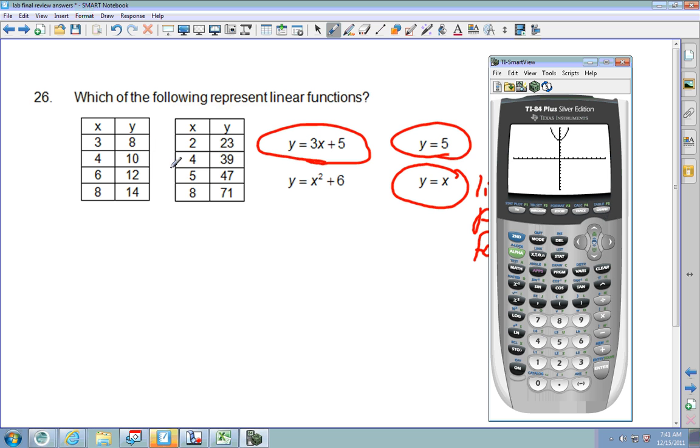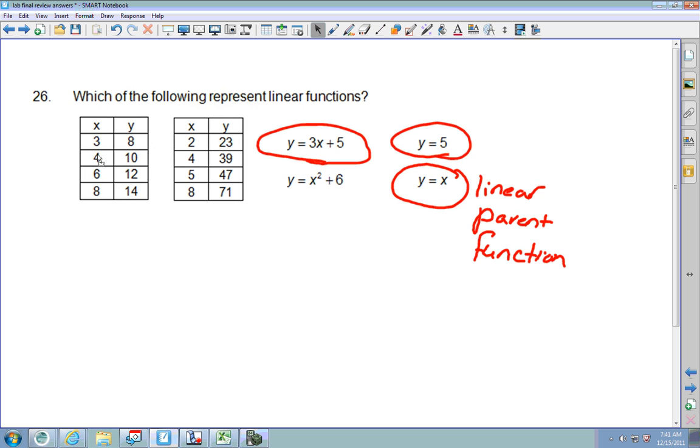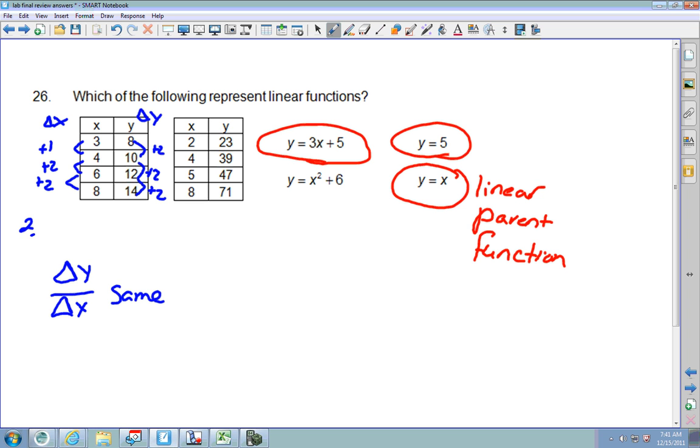Now, these two right here, what did I say just a little while ago? How do you know in a table if it's linear? You know in a table it's linear if delta y divided by delta x is the same. So let's start with this first one right here. I've got plus 2, plus 2, plus 2. That's delta y. Delta x, plus 1, plus 2, plus 2. Uh-oh. See, I have 2 over 1, which is 2. But then down here I have 2 divided by 2. That's 1. These numbers right here are not the same. They are not linear.